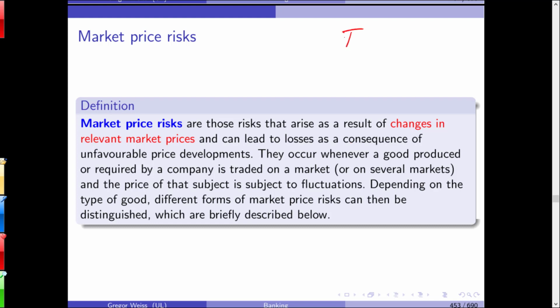If you ever see the two letters FX, this is just the abbreviation for foreign exchange. And if you ever see something like an FX swap, an FX option, an FX future, you should by now know that this is a derivative on an exchange rate. So an exchange rate is nothing but a market price for foreign currency. And therefore, market price risk includes all those risks that originate and are based on changes in these relevant market prices.